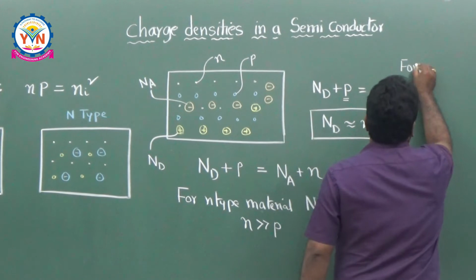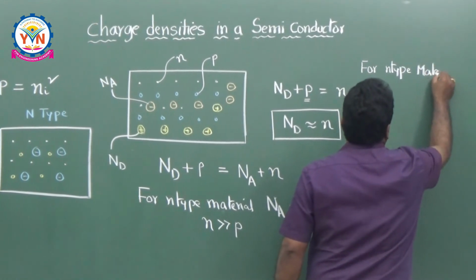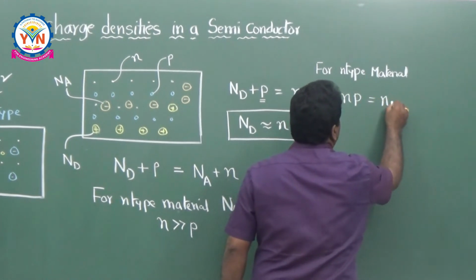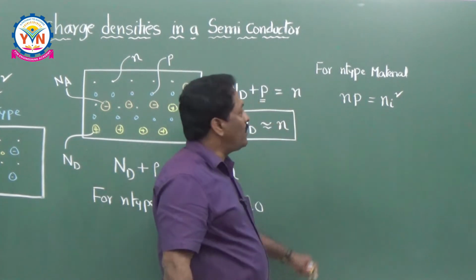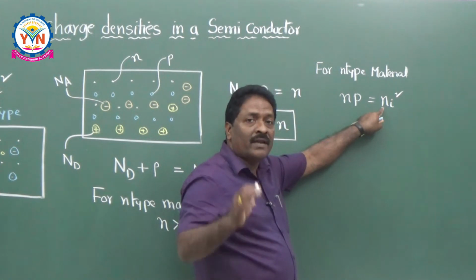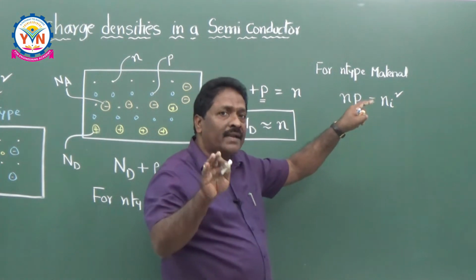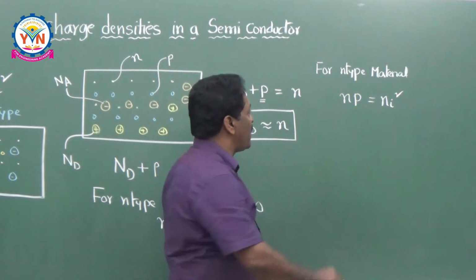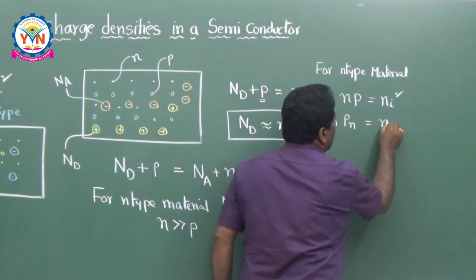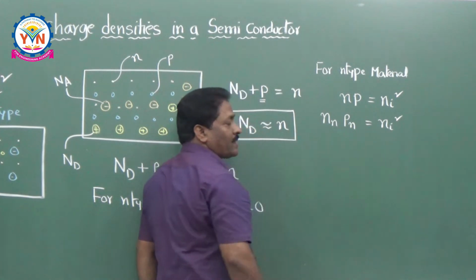For N-type material, the mass action law you can write like this: np is equal to ni squared. Just now I told you, the product of free electron and hole concentration must be equal to ni squared, the square of the intrinsic concentration. But for N-type material, in order to say that it is an N-type material, I am using the notation like this: nn times pn is equal to ni squared. Just observe here, this subscript n is indicating the type of the material.